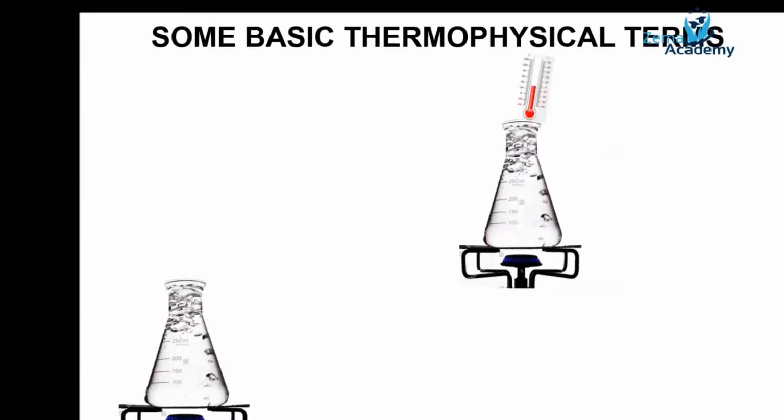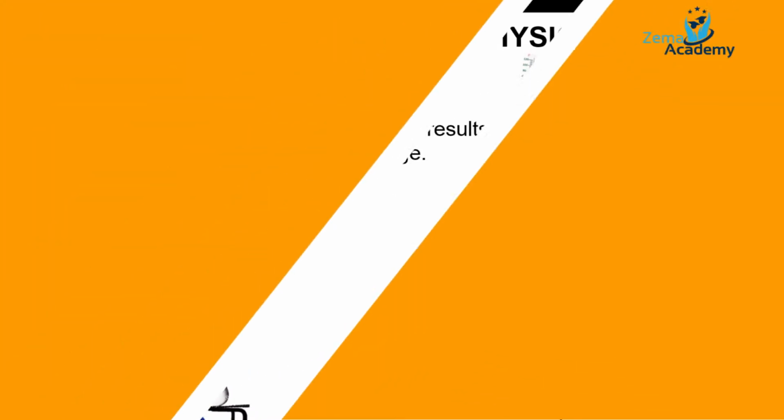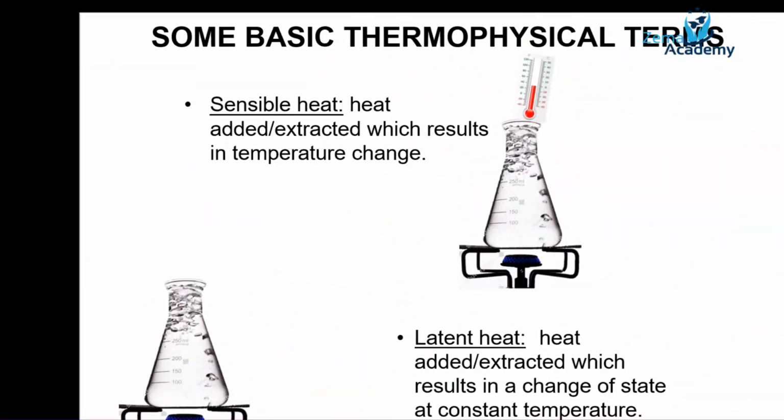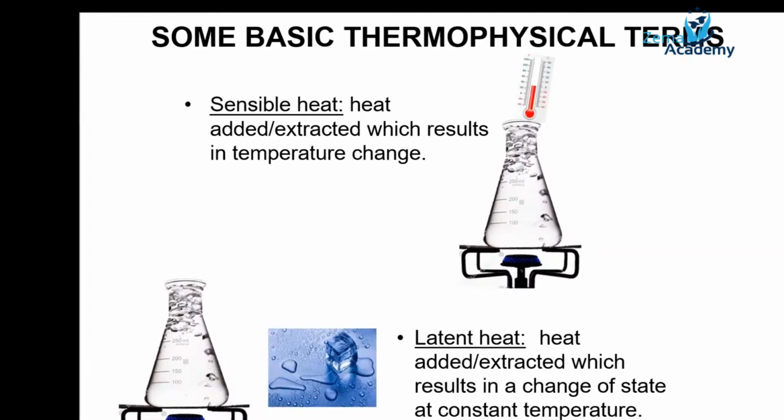I'm going to quickly go through some basic terms that you will come across in the refrigeration industry generally, like sensible heat and latent heat. They both deal with either heat extraction or heat added into a material, but one results in only temperature change, and the other one results in state change. So the sensible heat results in temperature change, as opposed to the latent heat, which results in state change. And a good example of latent heat is ice melting.